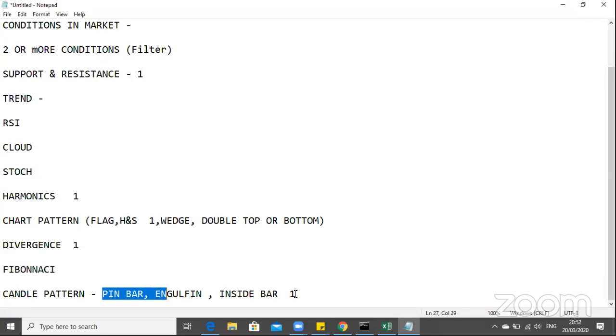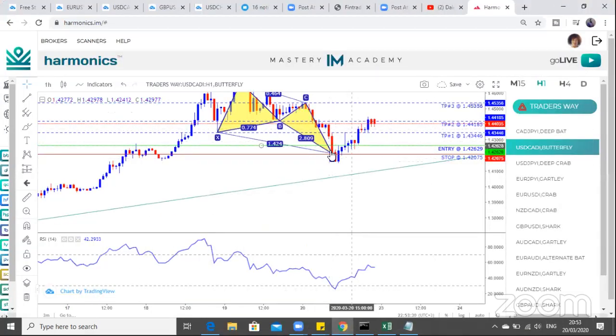So you won't pick it here, you won't pick it here, you won't pick it here. But when you saw this engulfing, you can see the blue candle is bigger than the red candle. This is big. So this is my journal.